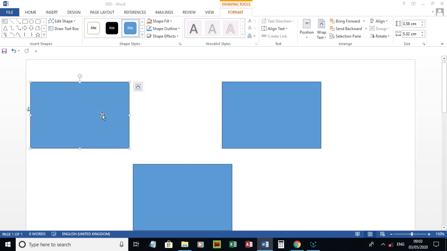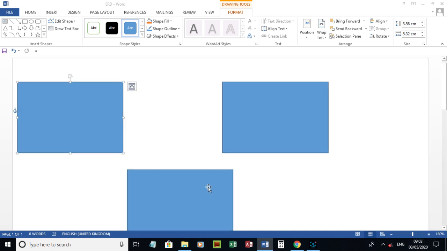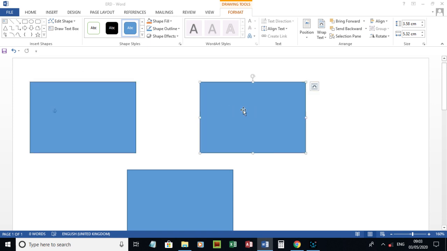Right. So this is the entity. An entity is represented by a rectangle. Any entity is rectangular. Why is it a rectangle? Because we are going to use it to define the schema and the sub-schema.